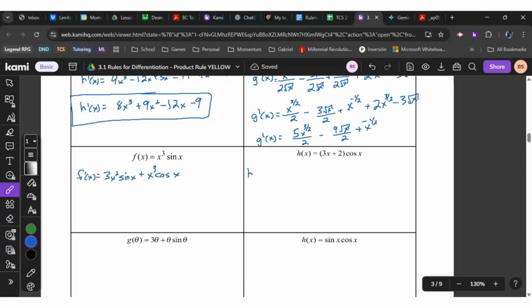All right, let's try the next one. H prime of x. That's it. That's all you can do. Can't simplify anything. All right. Over here, the derivative of the first thing there, 3x plus 2, is just 3, so it's 3 cos x.